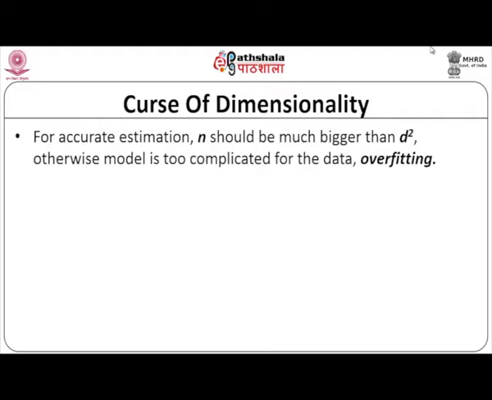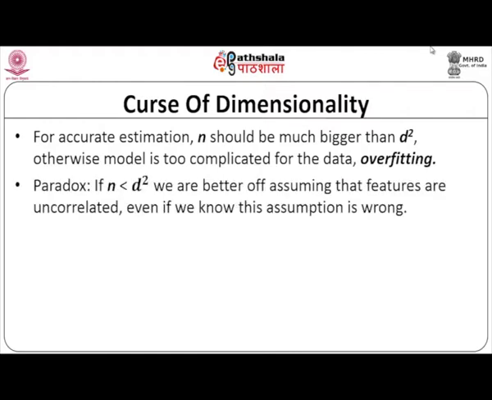Okay. So, if d, the dimension, is 2, you need n to be much bigger than 4. If d is 3, you need n to be much greater than 9, and so on. Otherwise the model is too complicated for the data and it becomes overfitting. There is a problem of overfitting. We will come to this again.